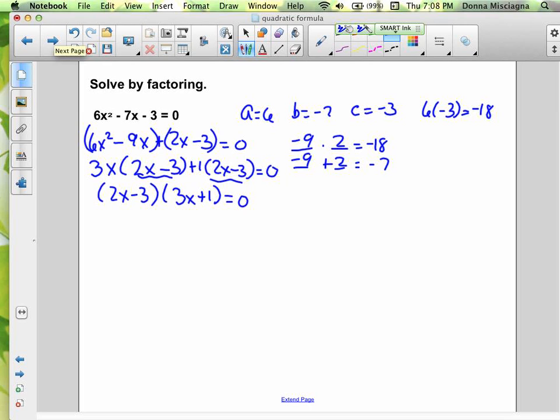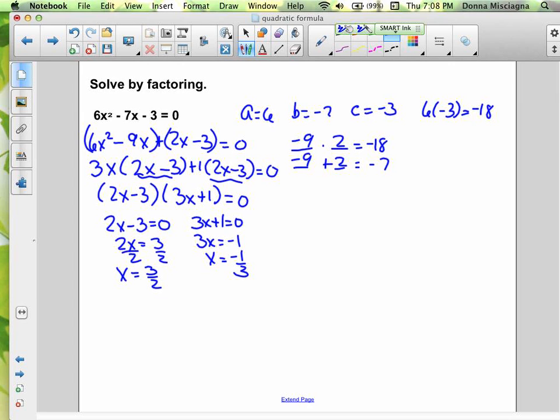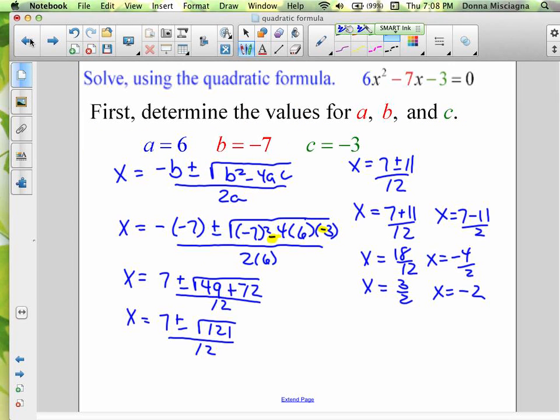And now let's solve. And I just realized I had an error on the last page. I dropped a number. So 2x minus 3 equals 0. Add 3 to both sides. 2x is 3. Divide by 2, and x equals 3 halves. 3x plus 1 equals 0. Subtract 1 from both sides. 3x is negative 1, and x is negative 1/3. So back here, I accidentally wrote a 2, not a 12, which would change my answer dramatically.